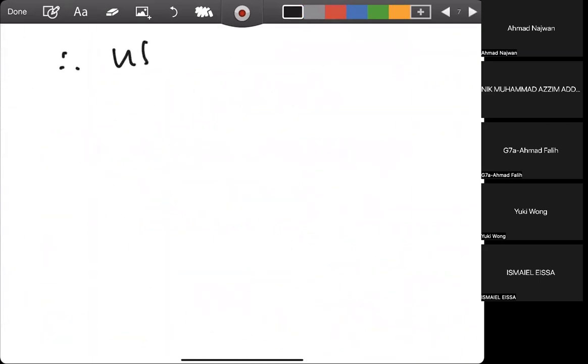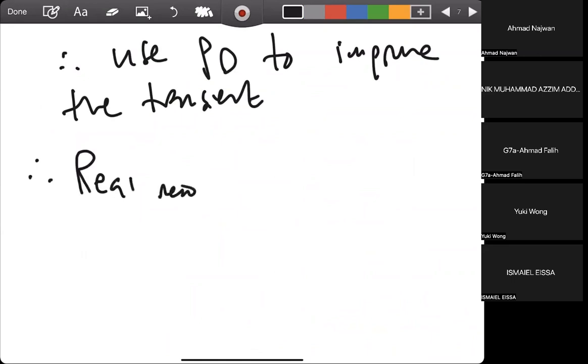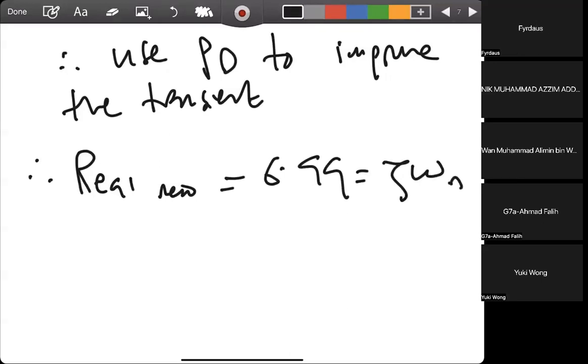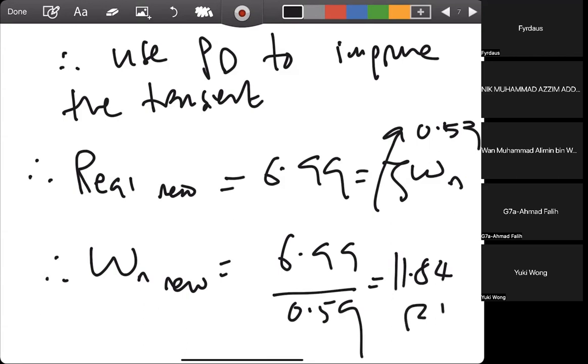So use PD to improve the transient. Okay, so find the real part of the new pole, which is 6.99, equal to zeta omega n. But zeta is constant at 0.59, so therefore omega n new is 6.99 divided by 0.59, which gives you 11.84 radian per second.